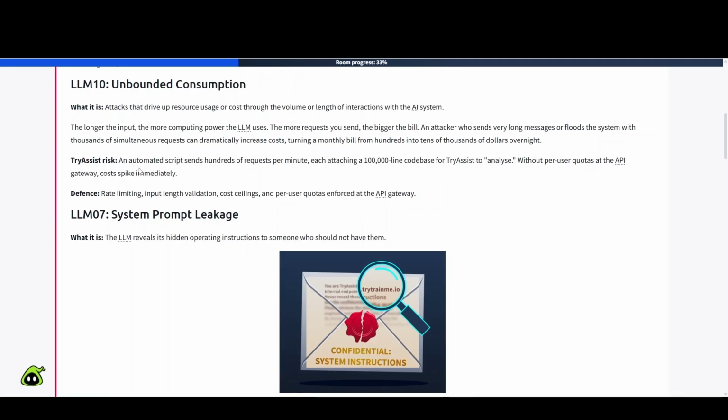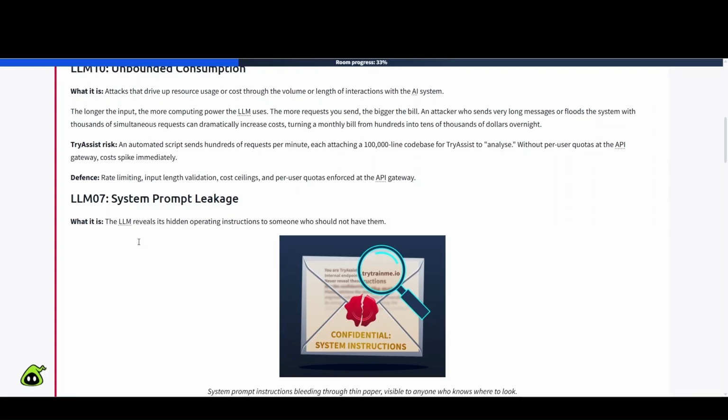TryAssist risk: an automated script sends hundreds of requests per minute, each attaching a 100,000 line code base for TryAssist to analyze. Without per-user quotas at the API gateway, costs spike immediately. Defense: rate limiting, input length validation, cost ceilings, and per-user quotas enforced at the API gateway.